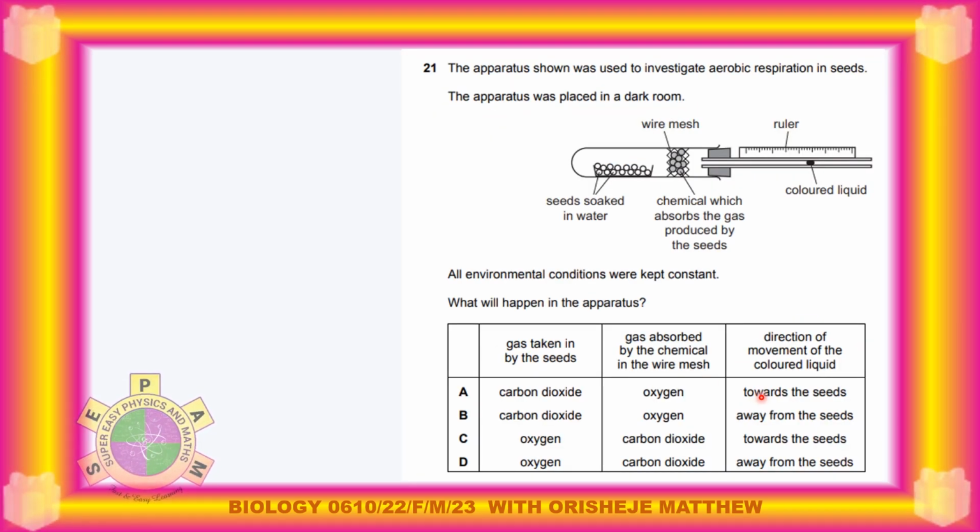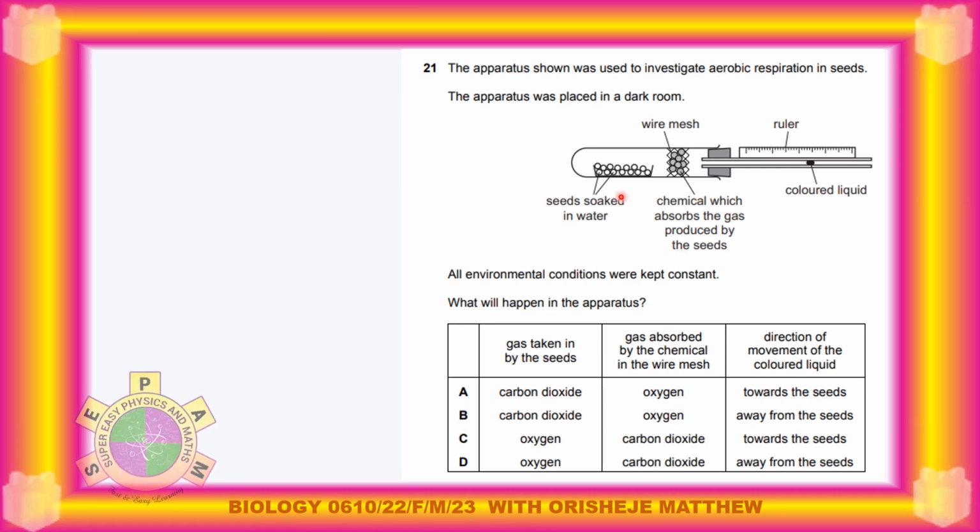Question 21. The apparatus shown is used to investigate aerobic respiration in seeds. So the seeds are placed here, soaked in water. The apparatus was placed in a dark room. So there is no light in a dark room. All the environmental conditions were kept constant. What will happen in the apparatus?